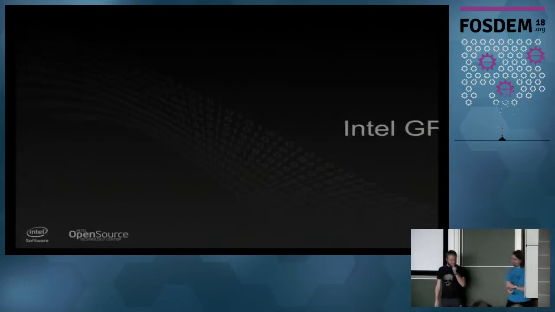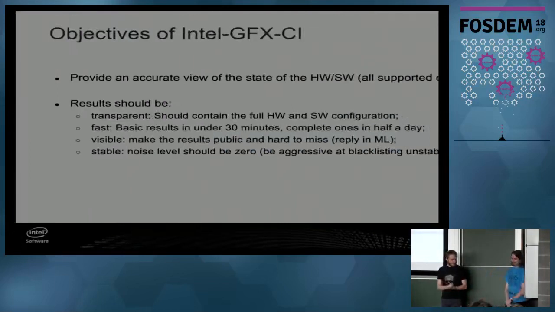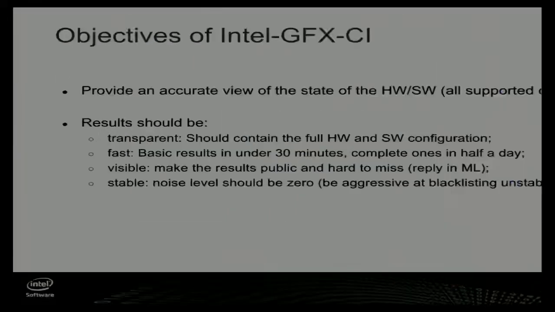So let's also talk about Intel GFX. So now we know that we have a test suite. Yeah, and now about the infrastructure we run it on. So we want to provide an accurate view of the state of all hardware and software configurations we support. So we try to run as often as possible on them. And we believe that results should be transparent. So they should list the hardware configuration. We have a page that lists all the hardware configuration and the assigned labels. And in the results you receive from the system, you have the name of the configuration and the results, and every delta, every change in the test state.